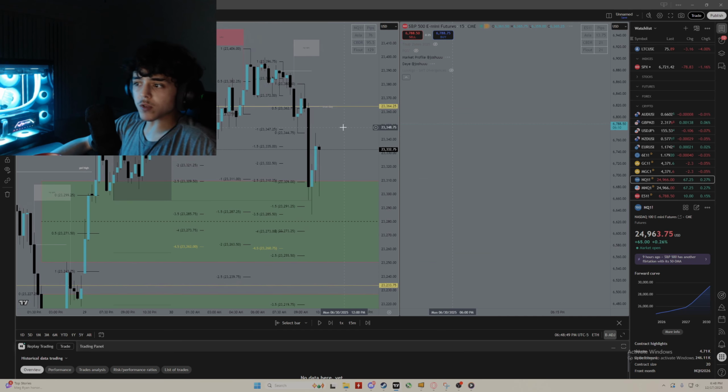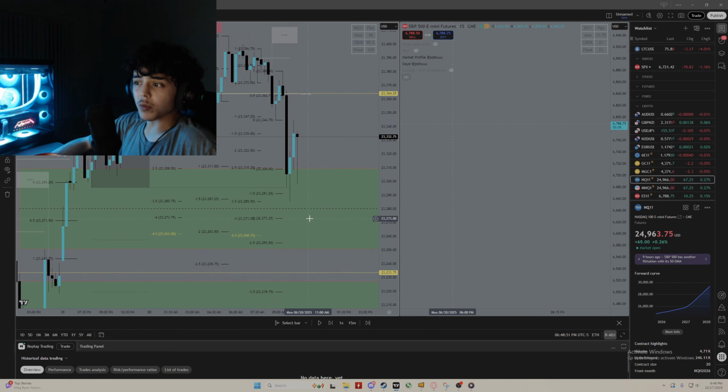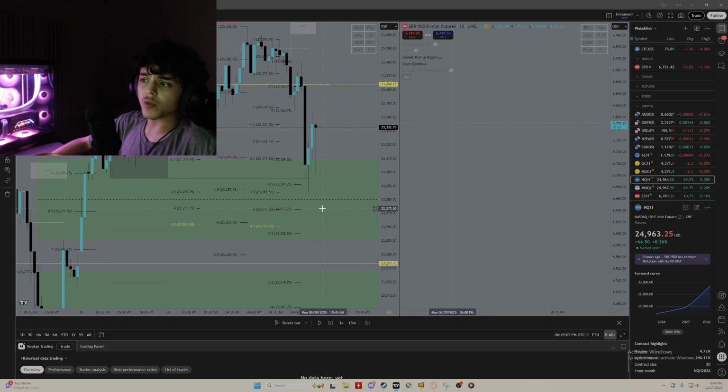So with all these levels in mind, this is probably going to be the area that we're looking to reject off of. Now, whether you want to put a limit here or if you want to wait for a rejection off of it, it's up to you. If you're going to put limits here, 10-point stop loss, $200 risk. And if you're going to be going off of these limit orders, you typically only want to have 2 to 3 levels maximum.